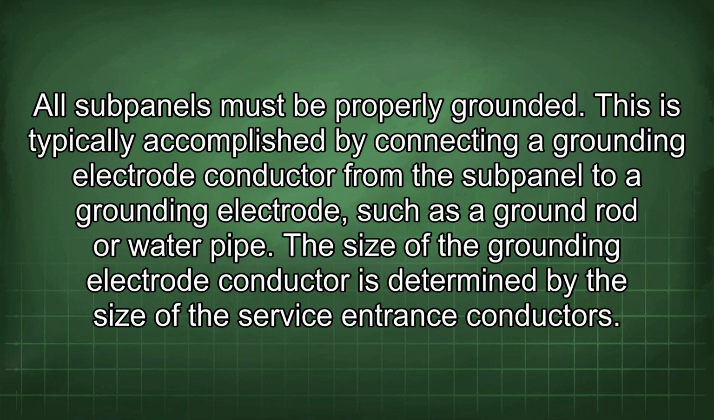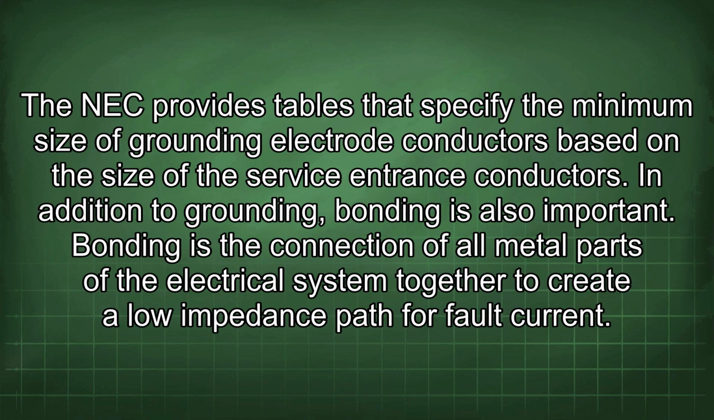This is typically accomplished by connecting a grounding electrode conductor from the subpanel to a grounding electrode, such as a ground rod or water pipe. The size of the grounding electrode conductor is determined by the size of the service entrance conductors. The NEC provides tables that specify the minimum size of grounding electrode conductors based on the size of the service entrance conductors.